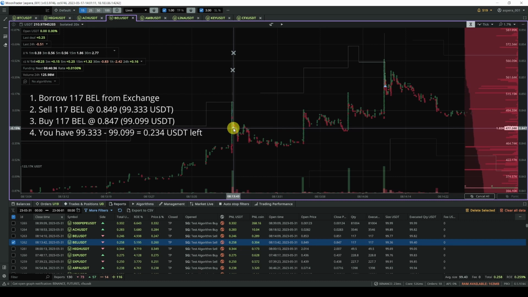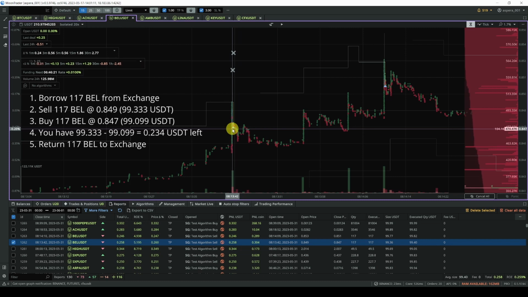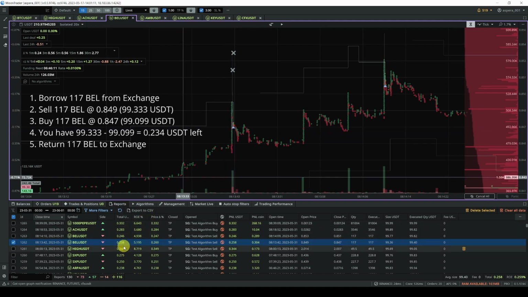So we buy here, we have some leftovers, and at that moment, we return the 117 BEL to the exchange. They do not care what the price was when we bought it, when we sold it. It doesn't matter. All they want is their 117 BEL back. So we give it back to them, and we take our profit.